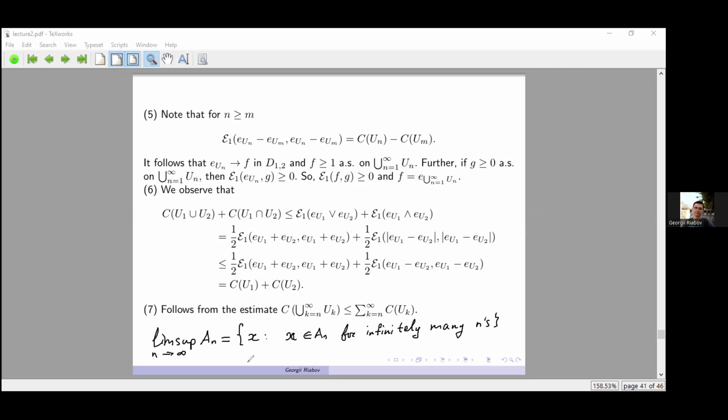And it also can be written as follows. It is an intersection over n of the union, when k changes from n to infinity, of A_k. This last expression means that for all n, we can find a larger index k such that A_k contains x. So this is the same as to say that x belongs to infinitely many sets A_n.